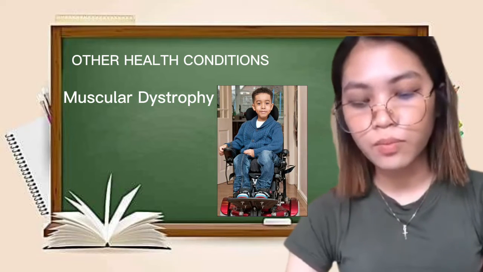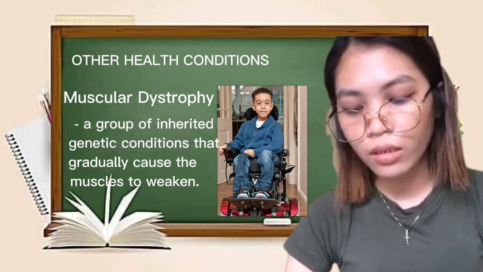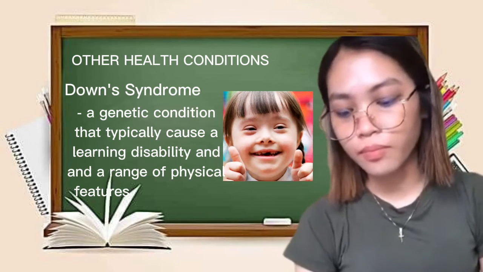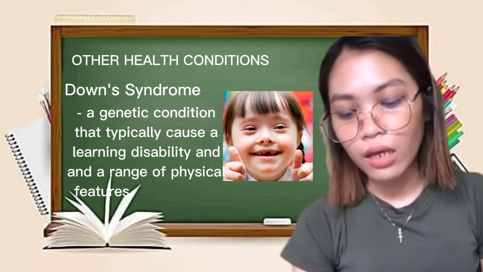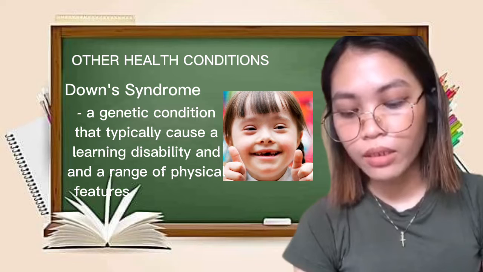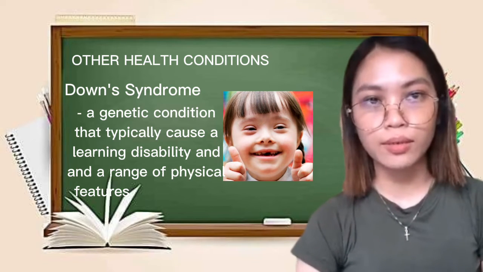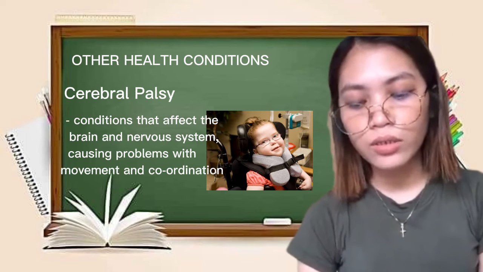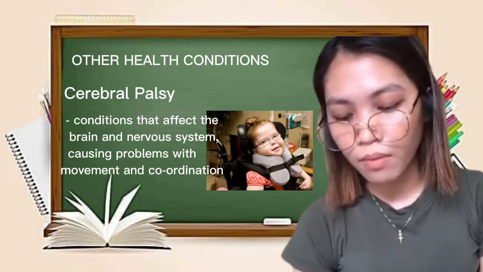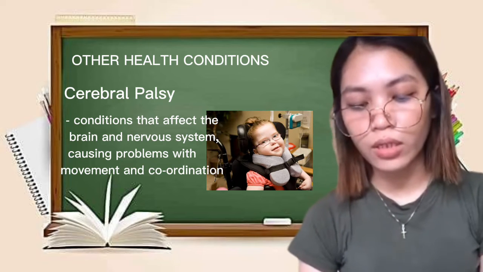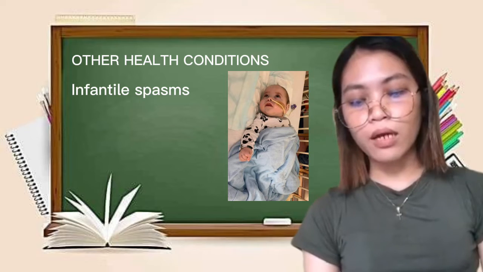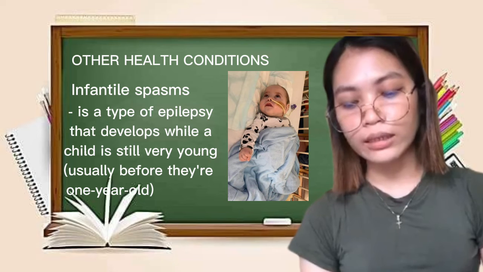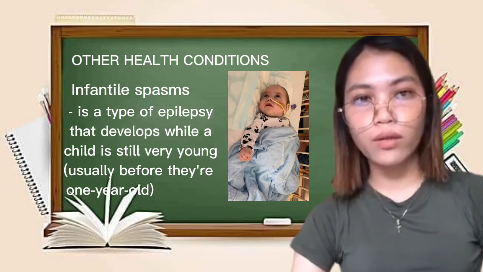Muscular dystrophy is a group of inherited genetic conditions that gradually cause the muscles to weaken. Down syndrome is a genetic condition that typically causes a learning disability and a range of physical features. Cerebral palsy is a condition that affects the brain and nervous system, causing problems with movement and coordination. Infantile spasm is a type of epilepsy that develops while a child is still very young, usually before they're 1 year old.